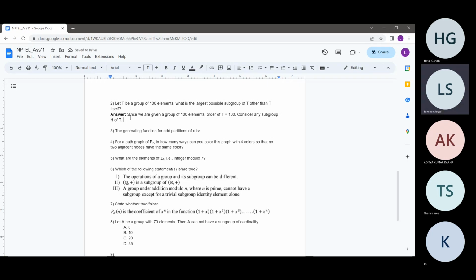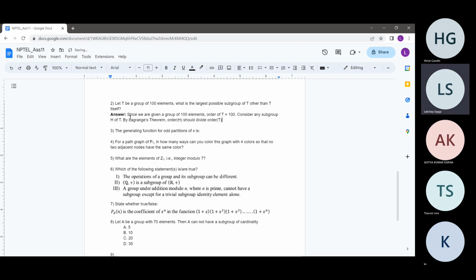Consider any subgroup H of T. Then what we know is, you guys have studied this same lecture, so I'll not be repeating the proof. By Lagrange theorem, what does Lagrange theorem say? It says that if there's a subgroup H of the group T, then the order of H should divide the order of T, right?